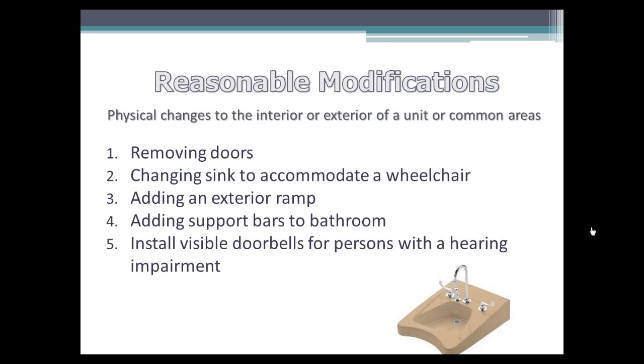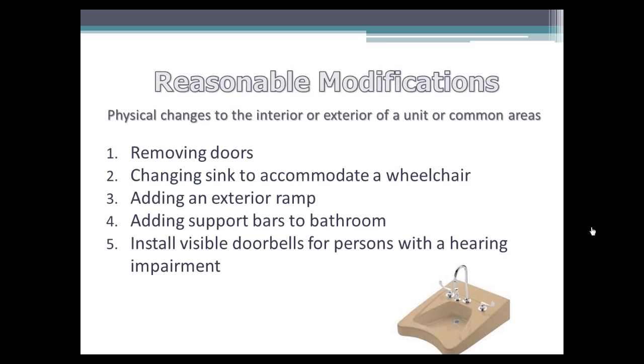All right, reasonable modifications are actual physical changes to the unit or common areas that allow people with disabilities an equal opportunity to use and enjoy their home. Some examples are removing doors so that a scooter could fit through the doorway, changing a sink to allow wheelchair access, adding an exterior ramp, again for wheelchair access, adding grab bars or a roll-in shower in a bathroom, or installing a stair railing in a common area.